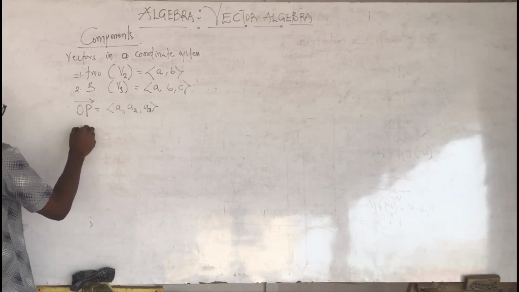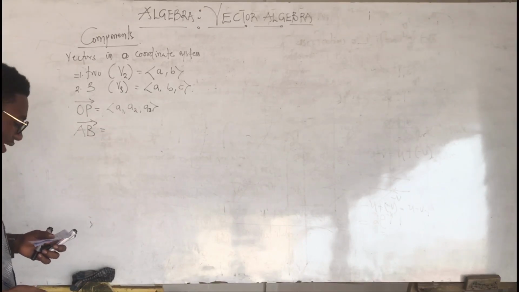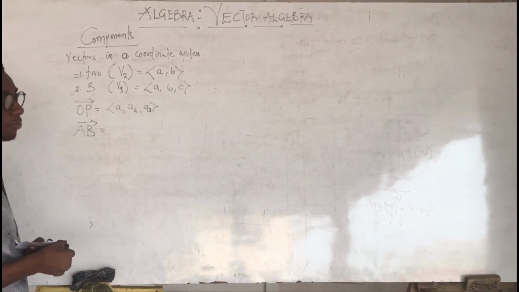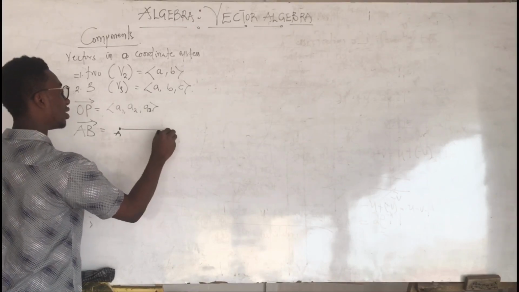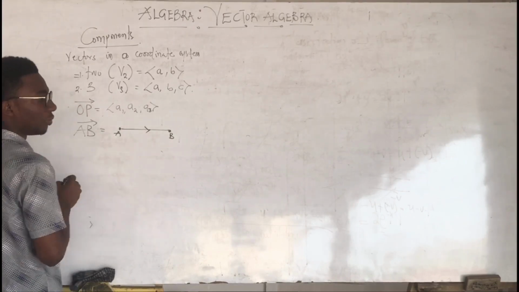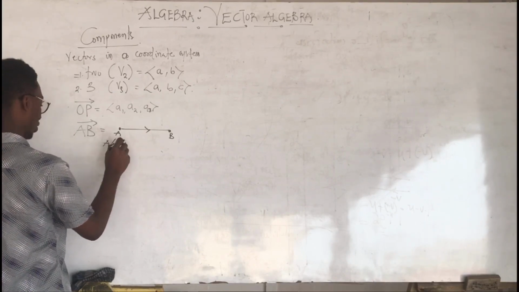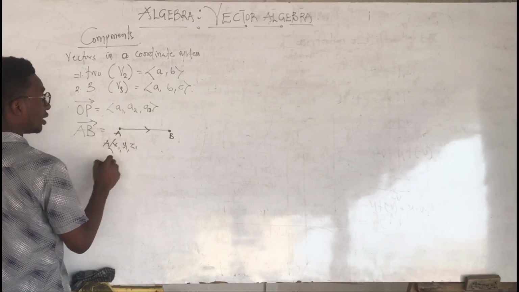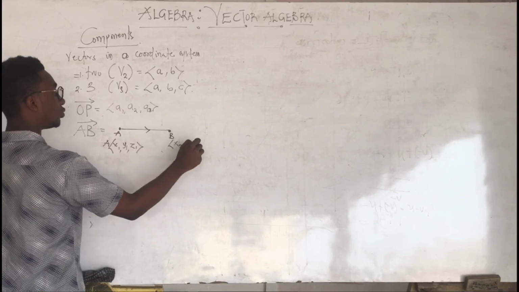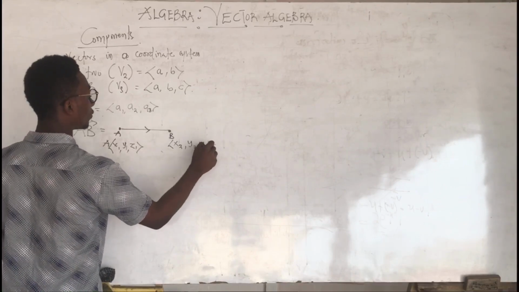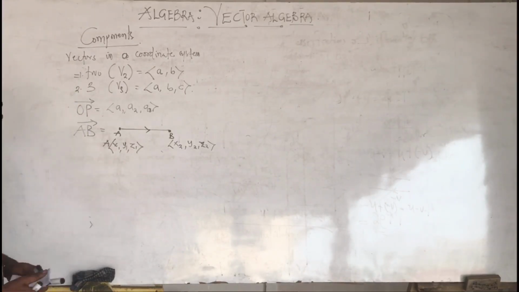And let's consider another vector AB over here, which has its initial point starting at vector A and its terminal ending at vector B in this direction. The vector A here will have coordinates x1, y1, z1, and the vector B here, which is the terminal vector, will have coordinates x2, y2, and z2. So let's consider this position vector and this vector over here.